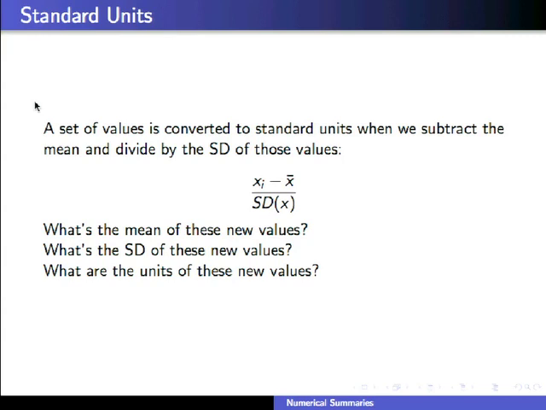What are the units of these new values? Think in terms of height. If the xi's are in inches, the x bar is in inches, the SD is in inches, and I'm dividing. So it's unitless. That's why it's called standard units. So when I do this conversion, my new mean is 0, my new SD is 1, and I have no units.